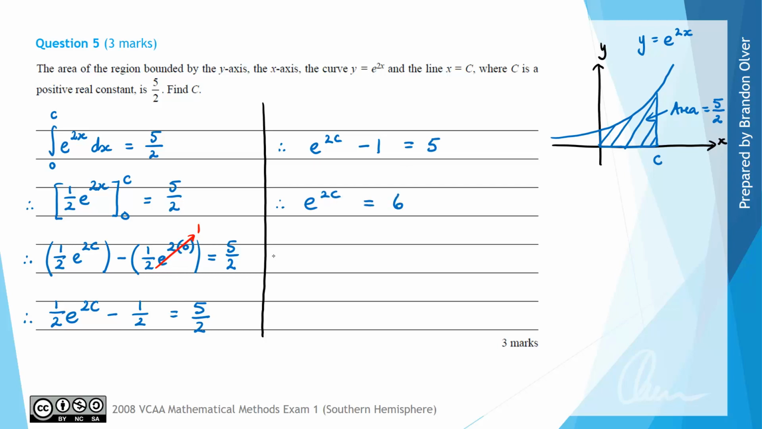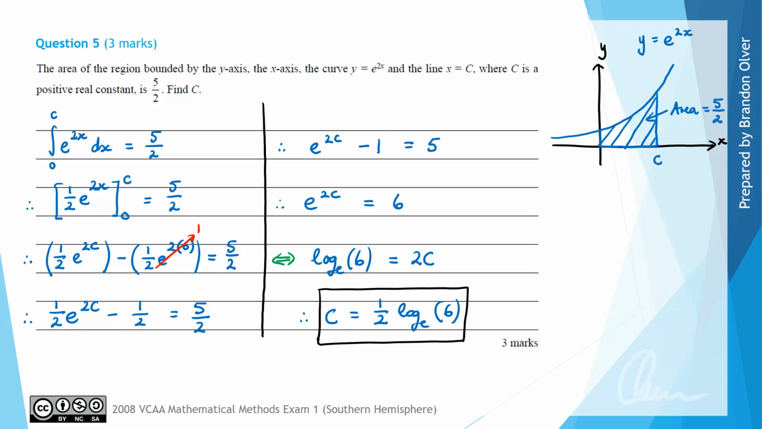And now to solve this, we're going to take an equivalent log statement. So we're going to have log e of 6 is equal to 2c, and dividing both sides by 2, we find that c is equal to a half log e of 6. So that is the value of c that satisfies this question.